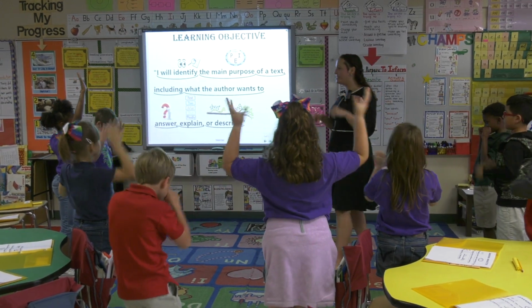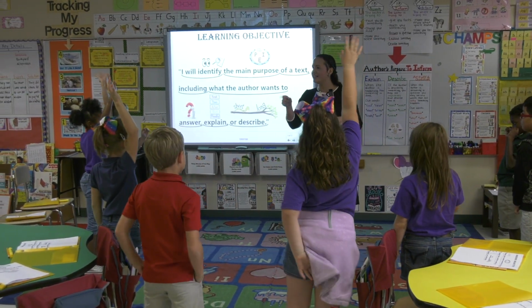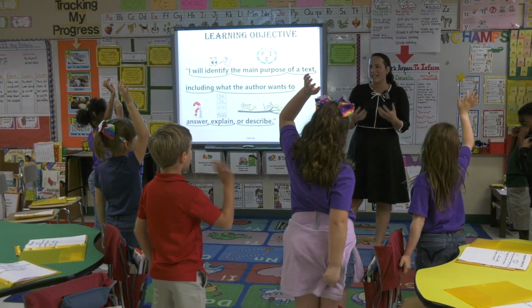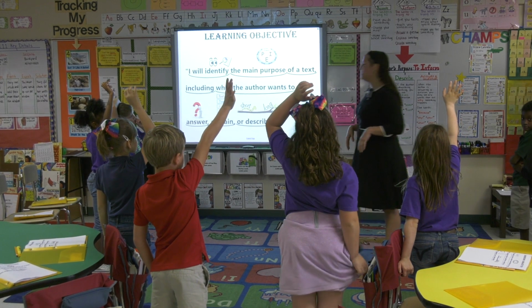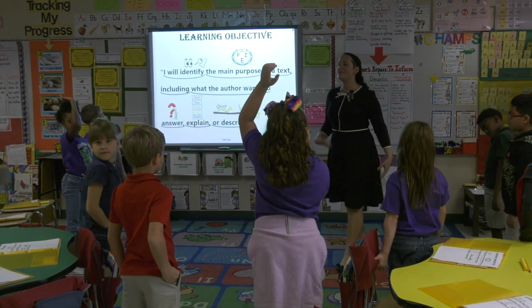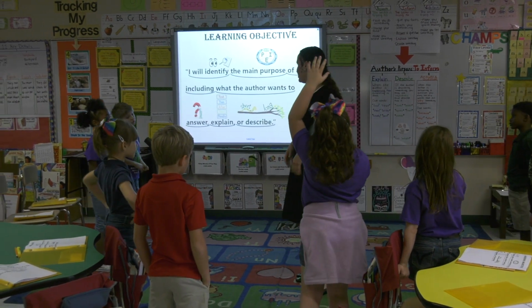Let's do our movement for entertain. And what's the author doing if he's entertaining me? Aaliyah? Make you feel something. He wants me to feel something, maybe some emotion. So maybe I'm feeling happy, I'm sad. Excellent job. What else might he be doing, Andy? Make you enjoy something. Maybe enjoying the story. So it's a story that he wants me to enjoy.